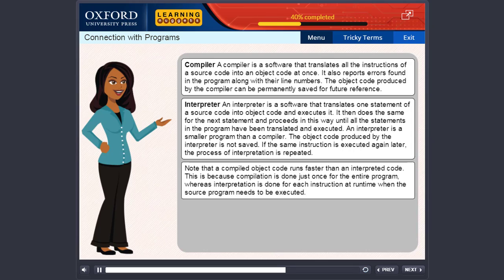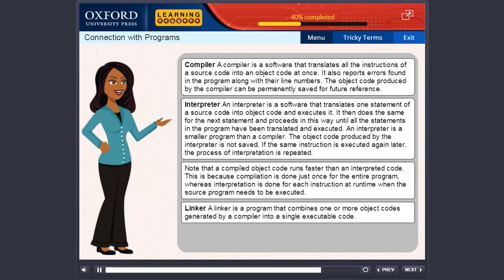Note that a compiled object code runs faster than an interpreted code. This is because compilation is done just once for the entire program, whereas interpretation is done for each instruction at runtime when the source program needs to be executed.